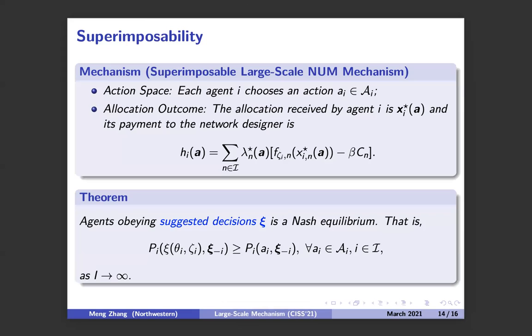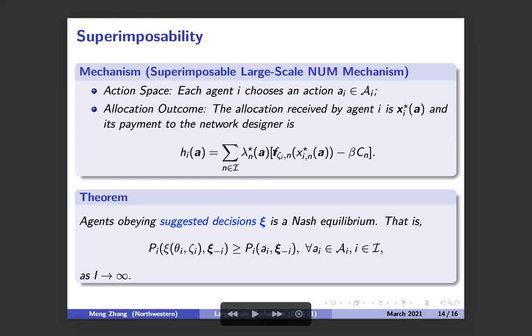So we are ready to introduce the superimposable version of the previous mechanism. Basically, the action is what we just described, so it characterizes the communication and computation action of an algorithm. The allocation for each of the agents is determined by the algorithm, x_i star, which is a function of every agent's action. And the payment that we would like to superimpose on each of the agents has the following format. It is also characterized by the optimal dual solutions of the algorithm and by the influence function.